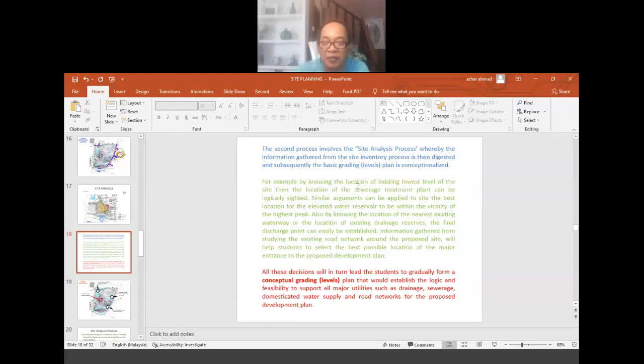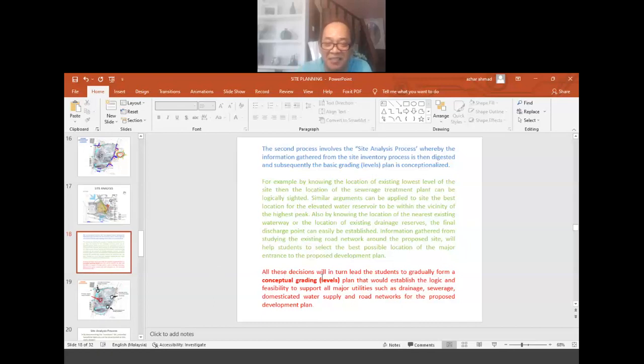So for example, by knowing the location of the existing lowest level, the location of the STP can be logically sited. For example, we have determined where the lowest level is and where the highest level is. The highest level means that would be the possible location of the water tank. The lowest level is a possible location of the sewerage treatment plant. So now we're coming into the analysis process. Just now we only gathered the information. Now we are trying to use that information to support our infrastructure.